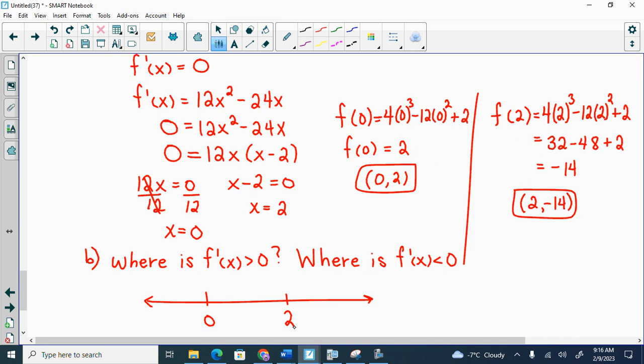Plug in a value less than 0. Plug in a value between 0 and 2 and plug in a value greater than 2. We agree? Because then it'll tell you if it's positive or negative in those spots. So we're going to have between negative infinity and 0, between 0 and 2, and between 2 and infinity. And the reason why we say these is this is where f prime of x actually just equals 0. It's called critical numbers, and we get to that 2 chapters from now.